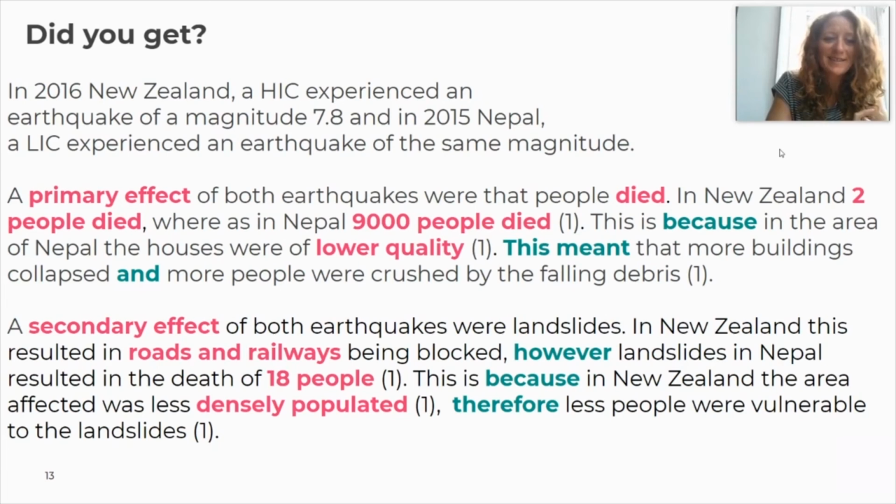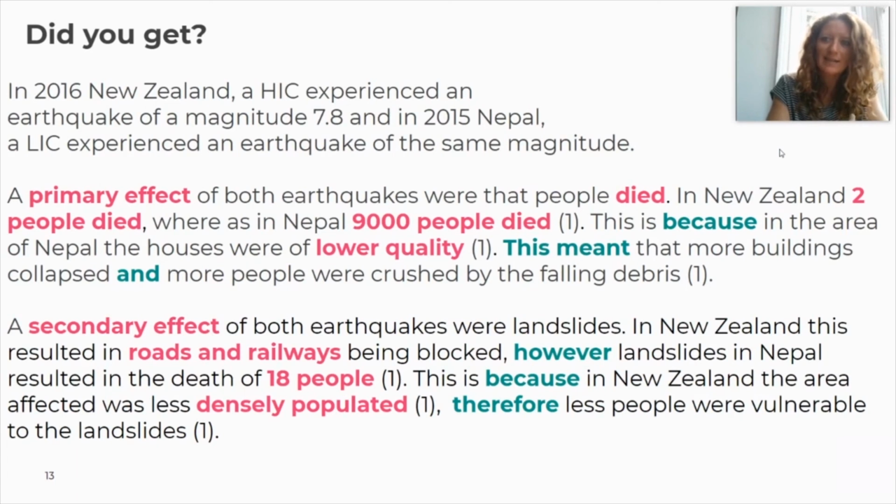Okay, now the second paragraph, that's where I'm looking at my secondary effects. So a secondary effect of both earthquakes was landslides. In New Zealand, this resulted in the roads and railways being blocked. However, landslides in Nepal resulted in the death of 18 people. This is because in New Zealand, the area was less densely populated. Therefore, fewer people were vulnerable to the landslides.